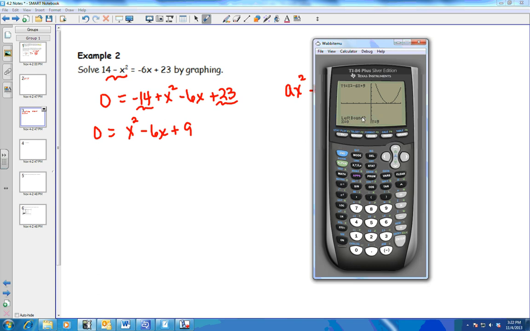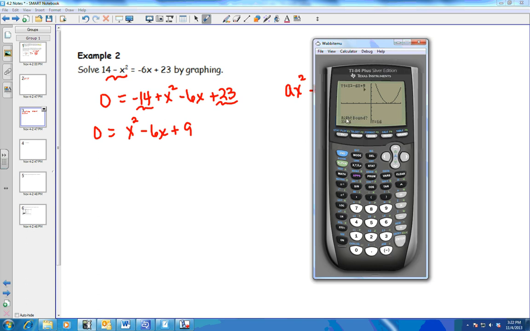It's going to say left bound. So what they want you to do is either move your cursor, and I don't even see my cursor, or type in a number to the left of where it crosses. Well, I know a number to the left of that is going to be -1. So I'm just going to type it in since I can't find my cursor.